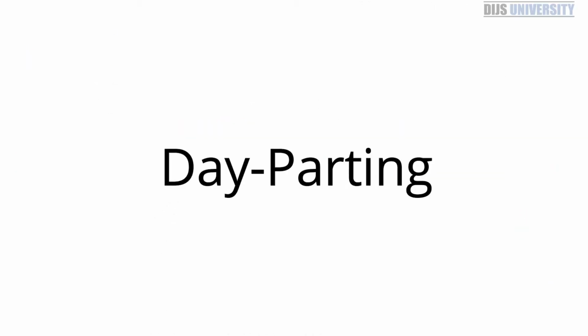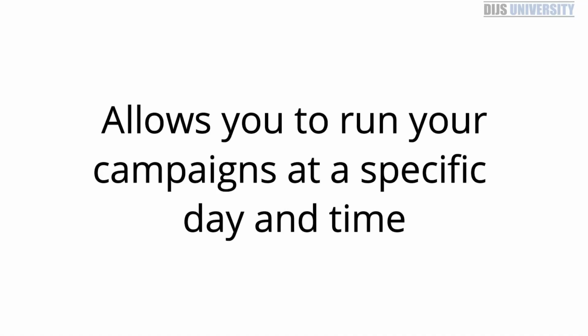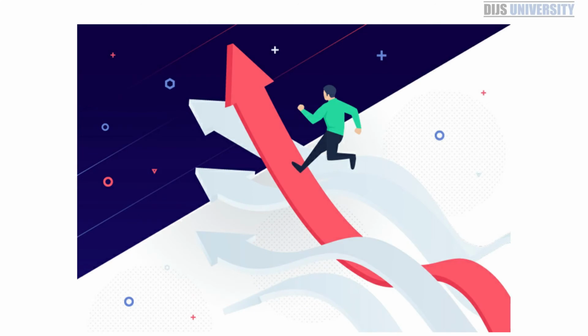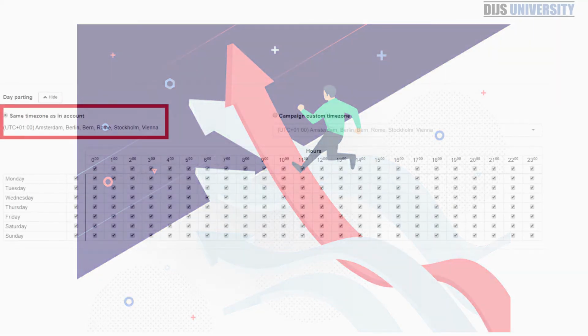Okay, next we're going to talk about day parting. Day parting allows you to run campaigns on a specific day and time. And this is a must when you want to get the most out of the campaign budget and not waste your money on worst converting parts of the day. So in order to make this optimization more convenient, Zeropark allows you to choose one of the following options.